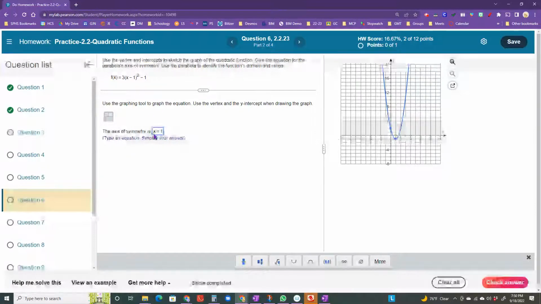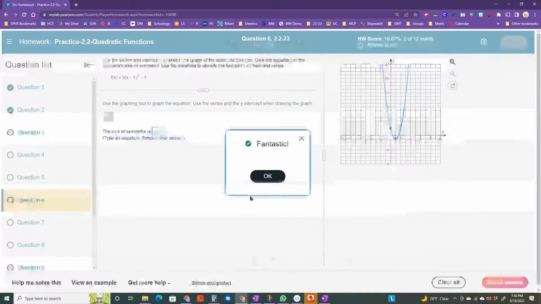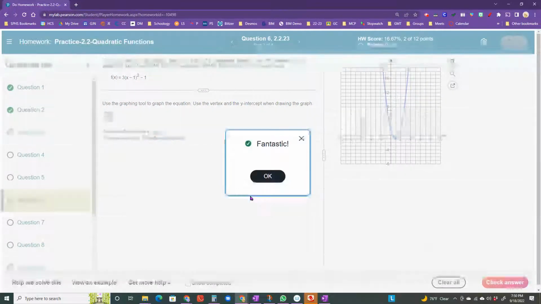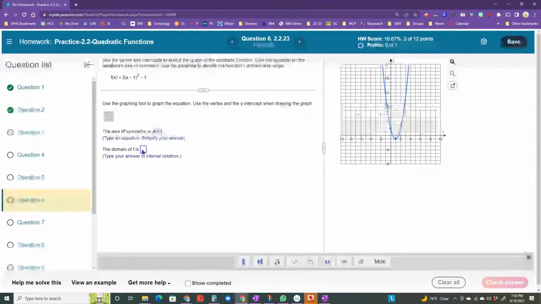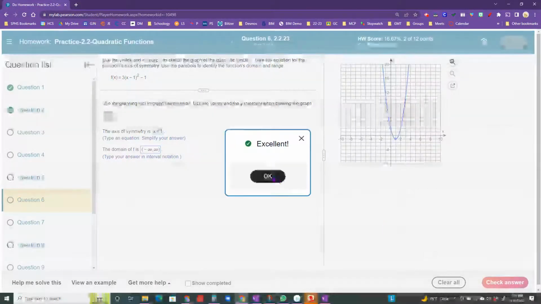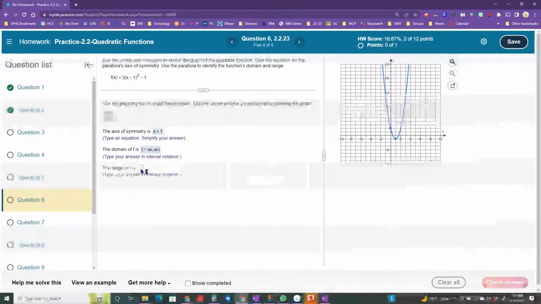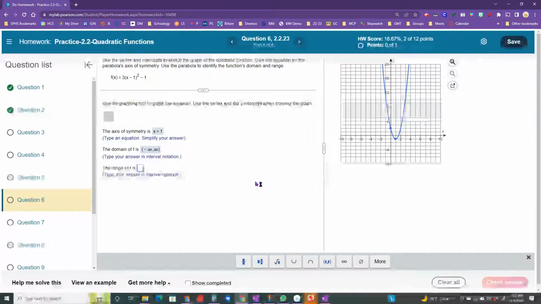If you set that equal to 0, you'll find out what it is. But if you don't have an equation, it's going to mark it wrong. The domain, every quadratic, the domain is going to be negative infinity to positive infinity for every parabola in this chapter. The range is tied to that vertex. So the lowest point is -1, and then it goes on forever and ever.